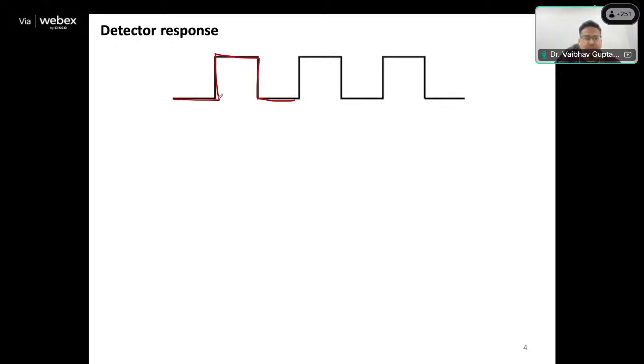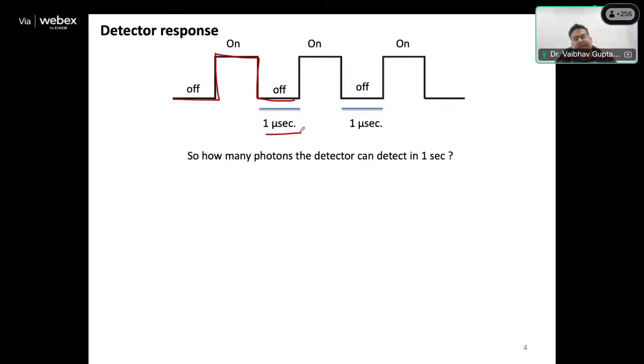For some time duration this detector is off, and for some time duration it is on, and then off again, and then on again, right? As soon as a photon comes, it will be on, and then after the photon dissipates, goes into electron hole pair, goes into the circuitry, and then this will be off and then on again. Let's suppose that this detector is off for 1 microsecond, right? Now the question is how many photons this detector can detect within a second.